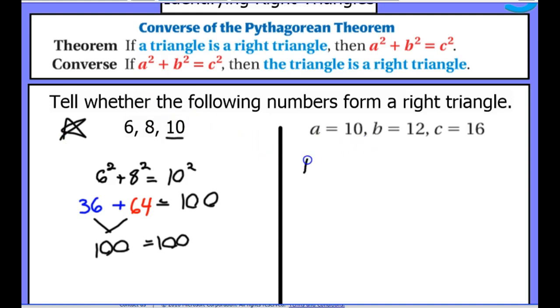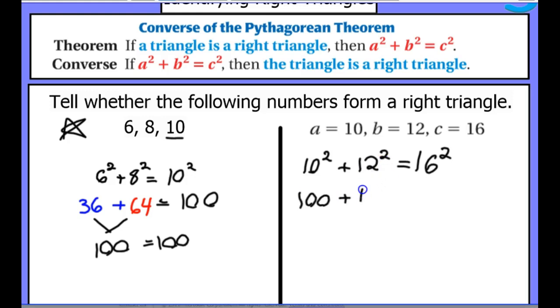Here we have our a, which is 10. So a squared is 10 squared, plus our b, which is 12, so 12 squared, equals our c, which is 16, so 16 squared. So 10 squared is 100, 12 squared is 144, and 16 squared is 256.